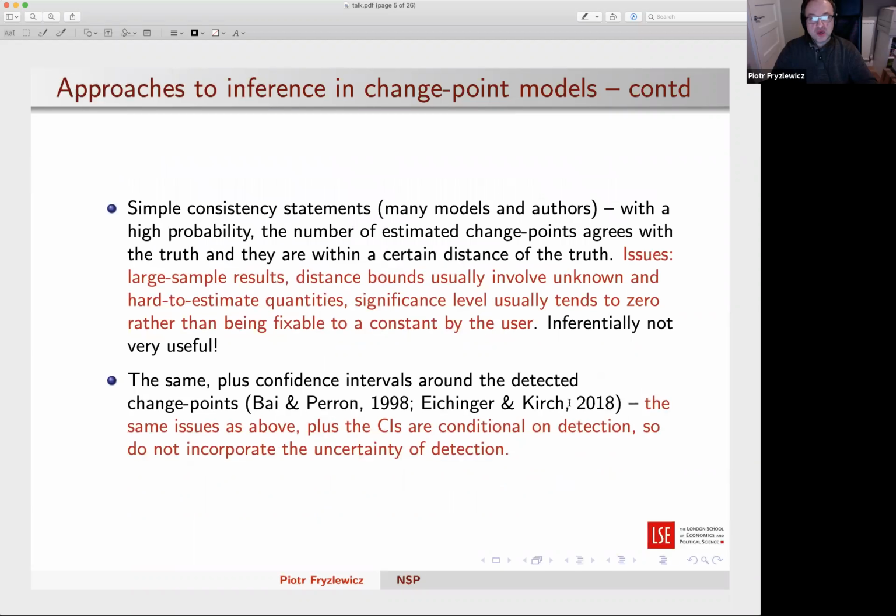Great. What else? Well, if you have a plain vanilla change point detection result, then often it is of the form that for all change points, my change point estimates lie within a certain distance of my true change points, with a probability going to 1. And if I try to annotate, so okay, maybe I can't do that.